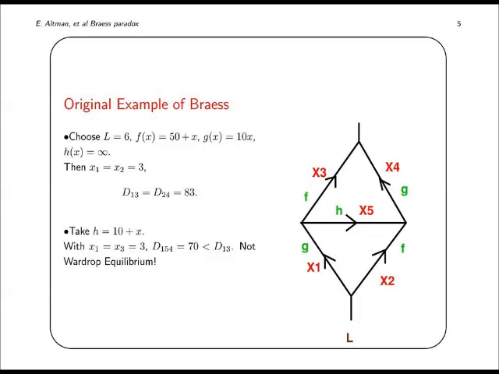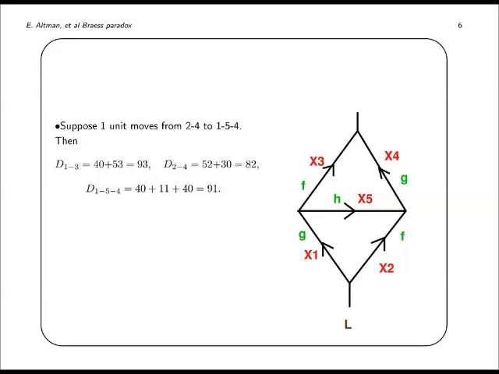Now the cost that Braess took for h was 10 plus x. So if we just keep unchanged the flows in the system, then whereas the cost along the leftmost path and the rightmost path are 83, the path x1, x5, and x4, its cost is 70. Hence, it's not a Wardrop equilibrium, because a path that is not used, through which there is no flow, has a smaller cost than the two other paths that are used. So the path 1,5,4 attracts users from the other paths because it has a delay which is smaller.